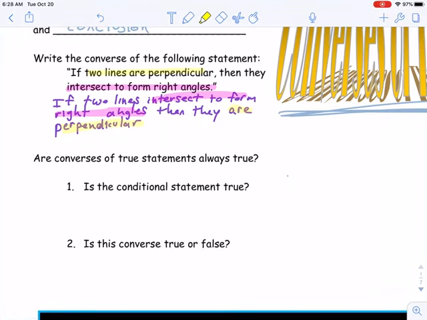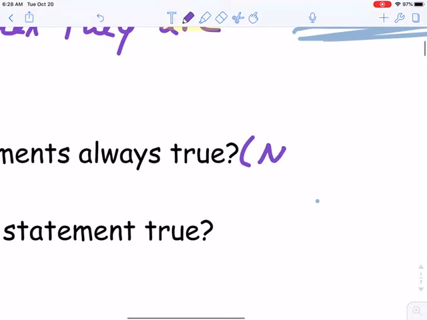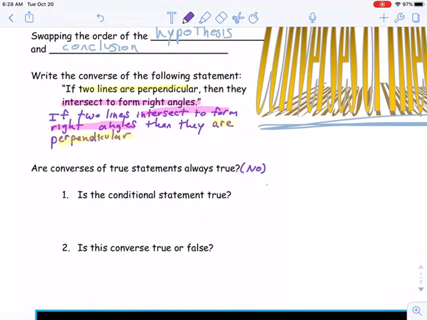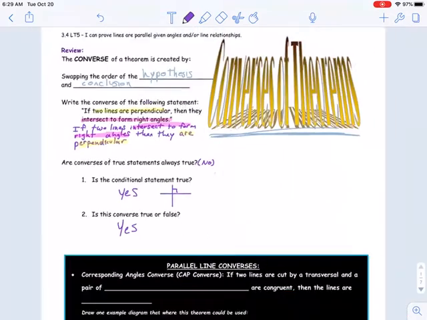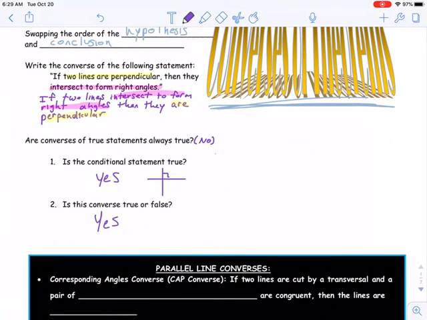All right. Are the converse of true statements always true? Well, reminder, the answer is no. They don't have to be true. In this particular case, is the conditional statement true? Yes. If two lines are perpendicular, they do form right angles. Again, perpendicular lines, boom, they intersect to form a right angle. And then if two lines intersect to form right angles, then they are perpendicular. So the converse in this case is true as well. And remember, when the conditional is true and the converse is true, all forms are true. So then you could write it as a biconditional statement. All right, so that's just a little review of converse.